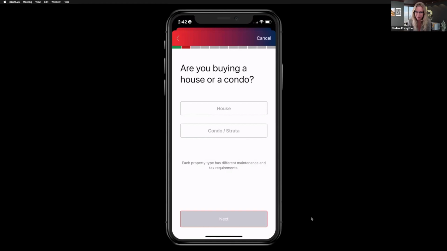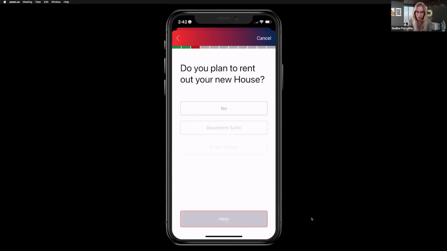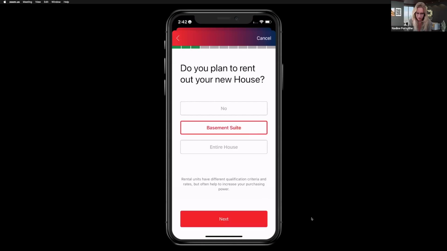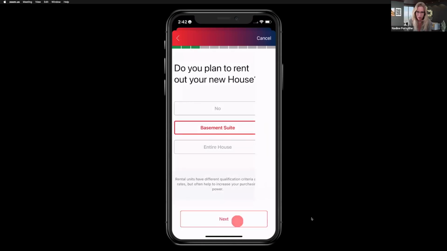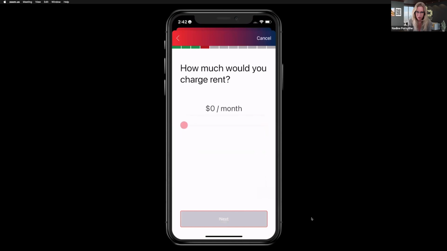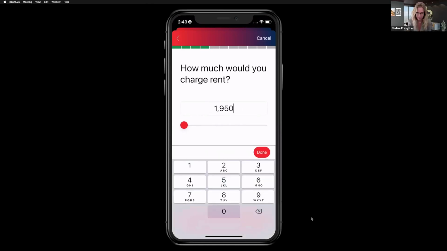Which one's you, Ben? So I'm thinking about a house. Okay. And do you plan to rent out your new house? Yes, planning to rent out the basement suite. Excellent. And of course, that is going to increase your purchasing power. So how much do you think you're going to charge for rent in Toronto? That could be somewhere around 1,900, 2,000 for the basement. Probably, yeah. We'll do 1950 right in the middle.